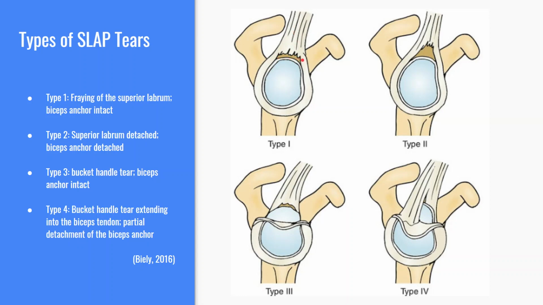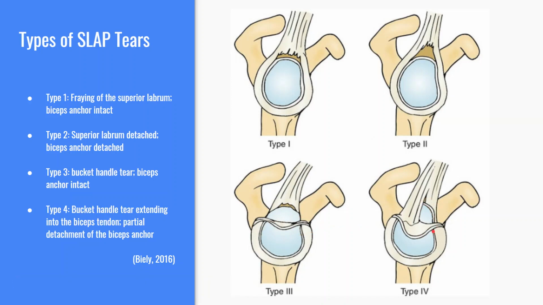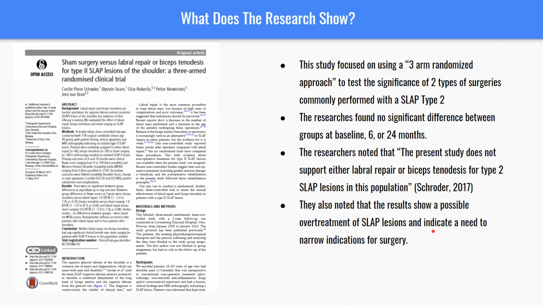You just have some fraying. It can definitely be repaired, or you can go through life with that and still function at a high level. Then it gets a little bit more intense: type 2, bucket handle type 3, and then type 4 is the most severe case there. So what does the research show?